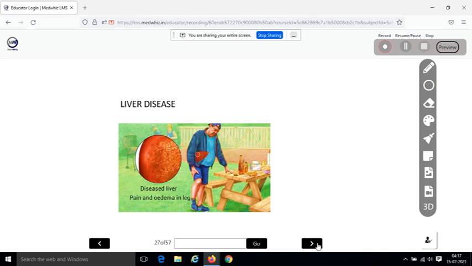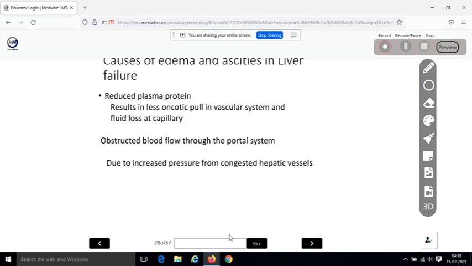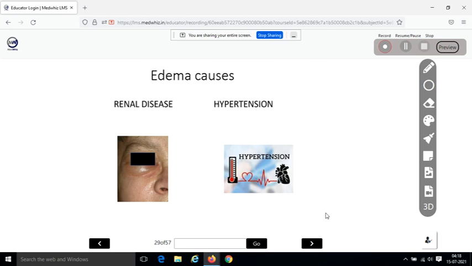liver disease. Now, what is the reason for edema in liver disease, ascites? Because of reduced plasma protein, there is less oncotic pressure in the vascular system in liver disorder, and fluid loss occurs at the capillary. Also because of obstructed blood flow through the portal system, and finally due to increased pressure from congested hepatic vessels. Then nephrotic syndrome, renal disease, and hypertension.